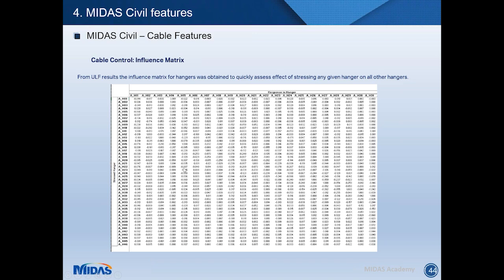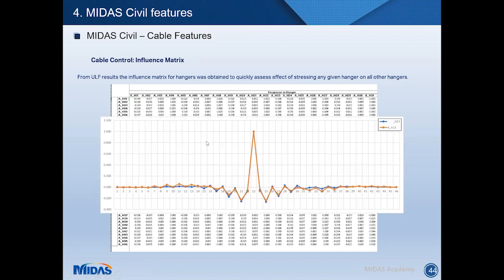Now, if I plot this line, I get this plot. It tells me exactly the effect that stressing one hanger, in this case hanger 23, will have on all the other hangers. We can see that by stressing hanger 23, I have a reduction in stress in hangers 22 and 24, but the biggest reduction is actually in the hangers after the ones next to the hanger I'm stressing, which are 21 and 25 in this case.